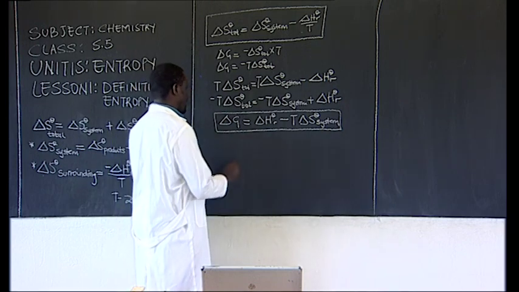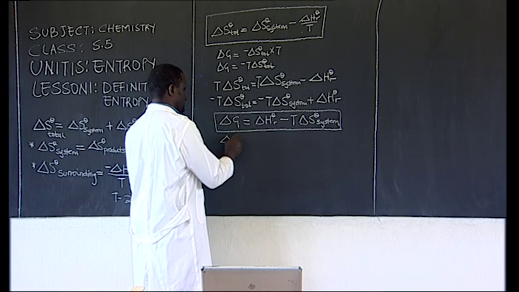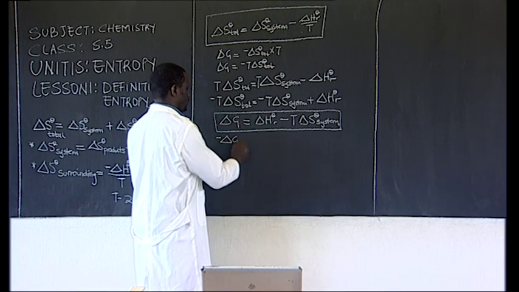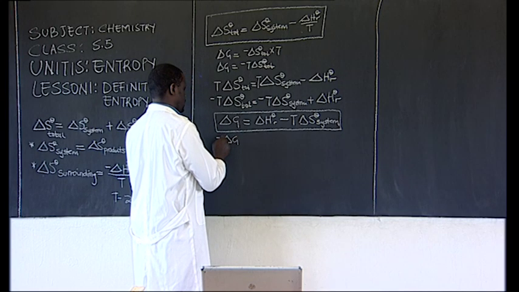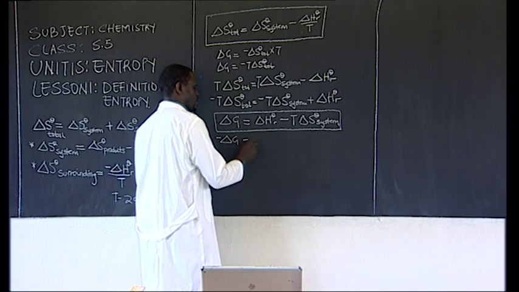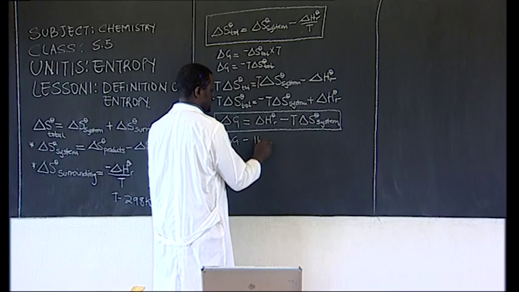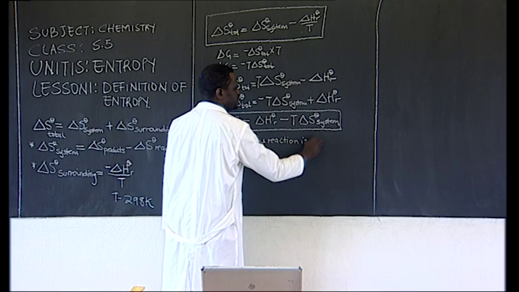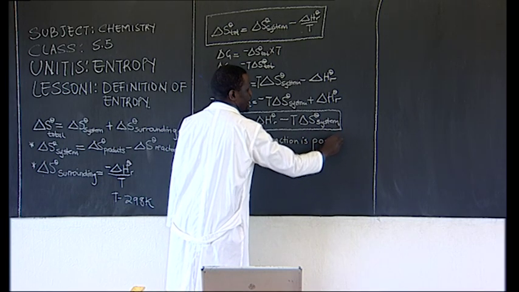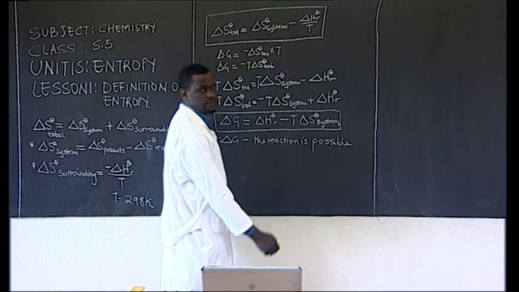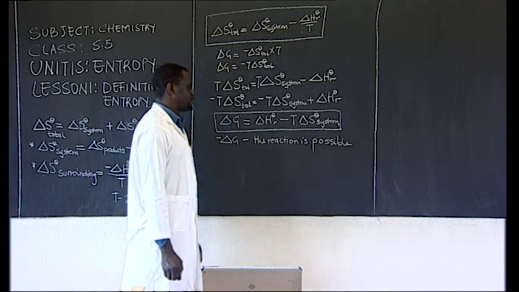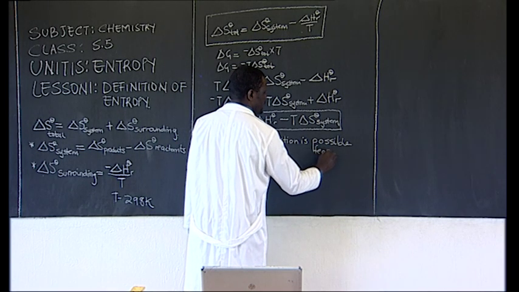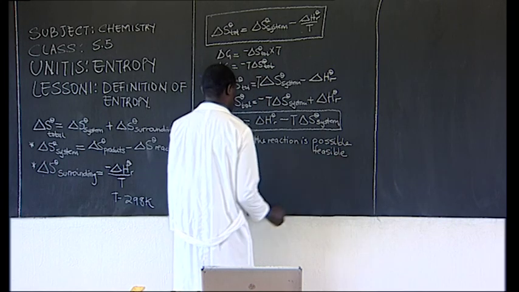When we have delta G, Gibbs free energy total, if it is negative, we say the reaction is possible. It is possible, or we say feasible, or spontaneous, if it is negative.